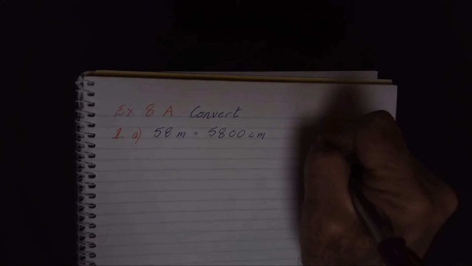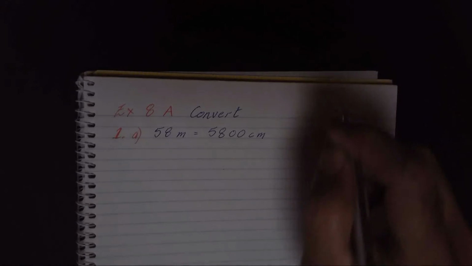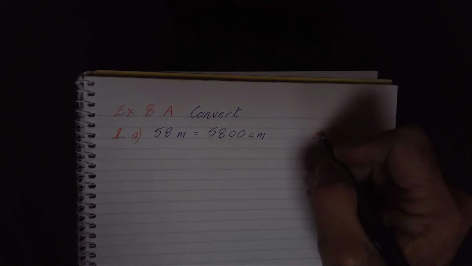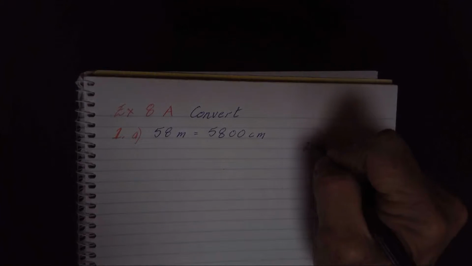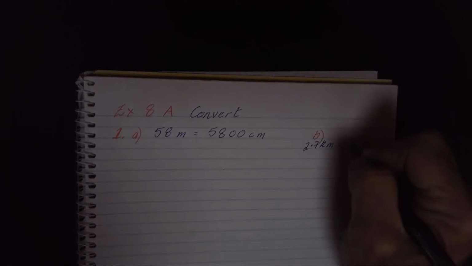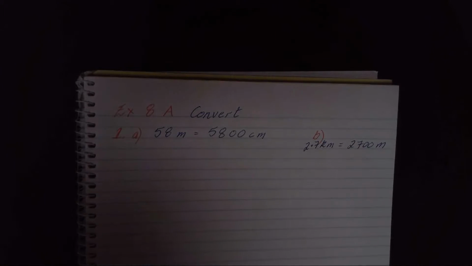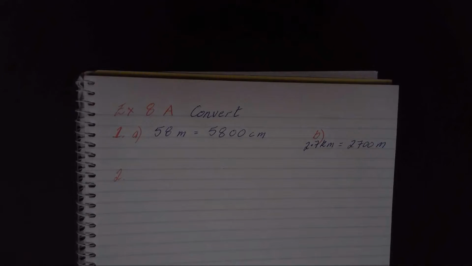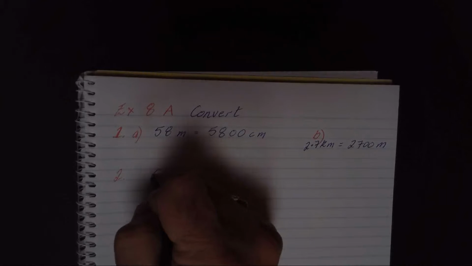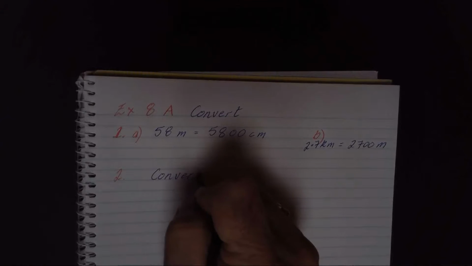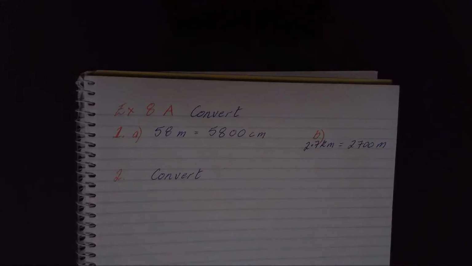And then part B, I'm asked to convert 2.7 kilometres into metres. 2.7 kilometres equals 2,700 metres. Examples from question 2, again we're asked to convert, so I'll just put that there, and you should do this in your book as well.